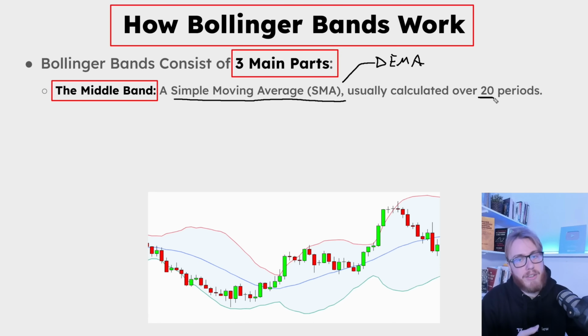So the standard setting is often 20. In other words, we often have an SMA 20 as the middle band.